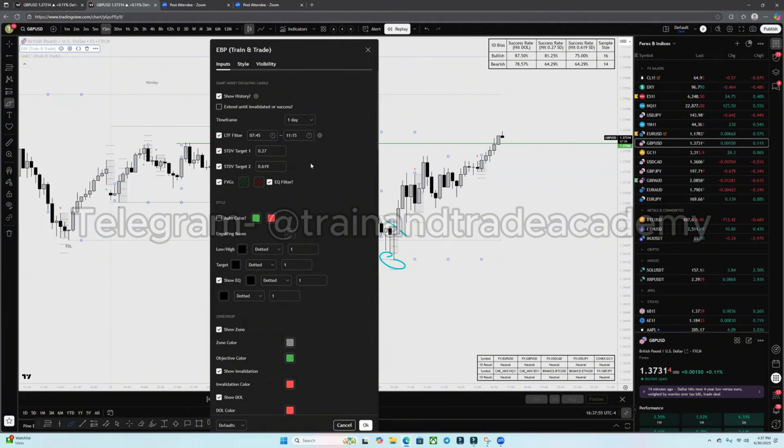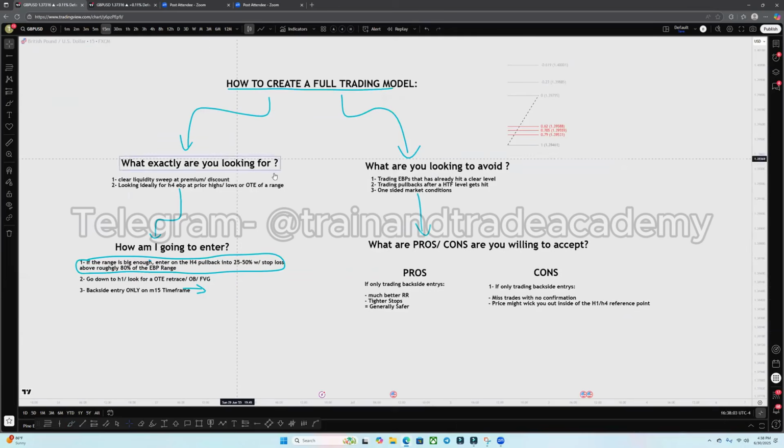That's what I want to really encourage: if you want to use the 15-minute EBP, go ahead and backtest, and have a very clear structure of what you're looking for. How are you going to enter it? What are you looking to avoid? The pros and the cons, and then you'll have a full trading model that you can study. If you're comfortable trading that, that's what matters. I might not like the 15-minute EBP, and you might absolutely crush it with the 15-minute EBP. That's the beauty of this.